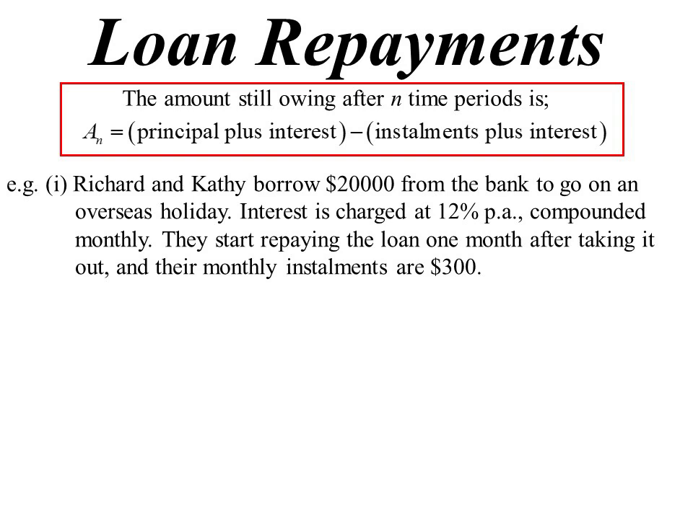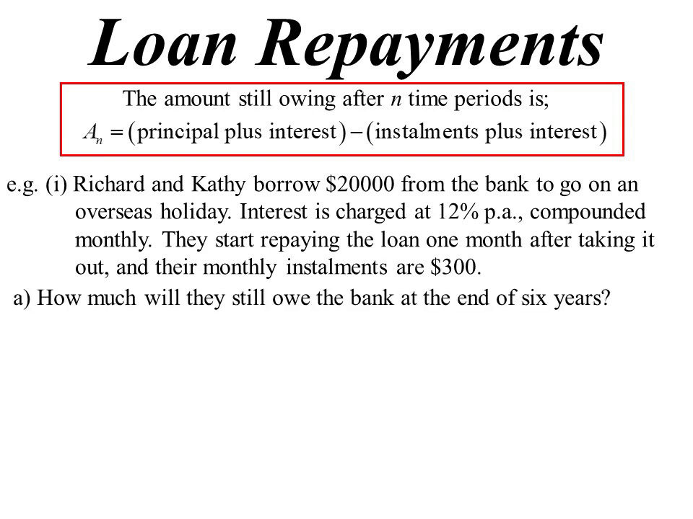So let's use this example and explain what I mean. Richard and Kathy are going to borrow $20,000 to go on a holiday. Interest at this stage is 12% per annum, compounded every month. They're going to start repaying the loan 1 month after taking it out, and their monthly instalments are $300. So the question is, how much will they owe the bank at the end of 6 years?